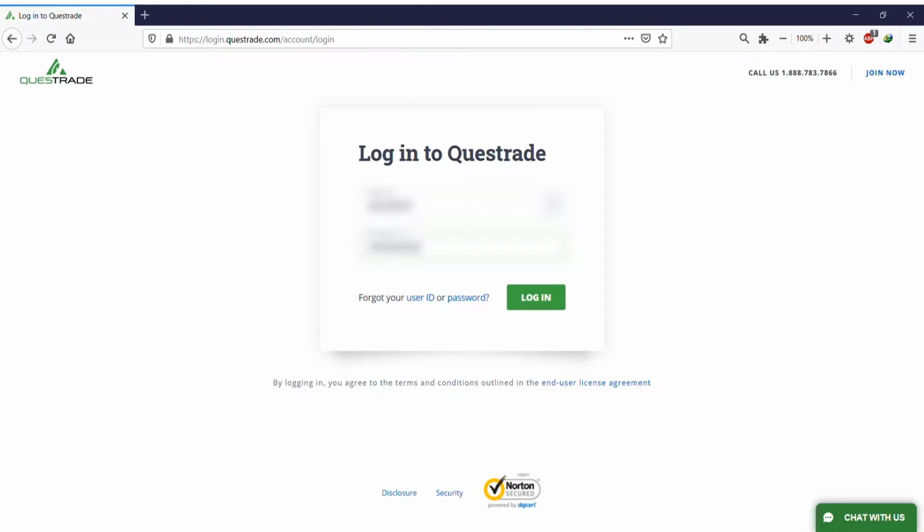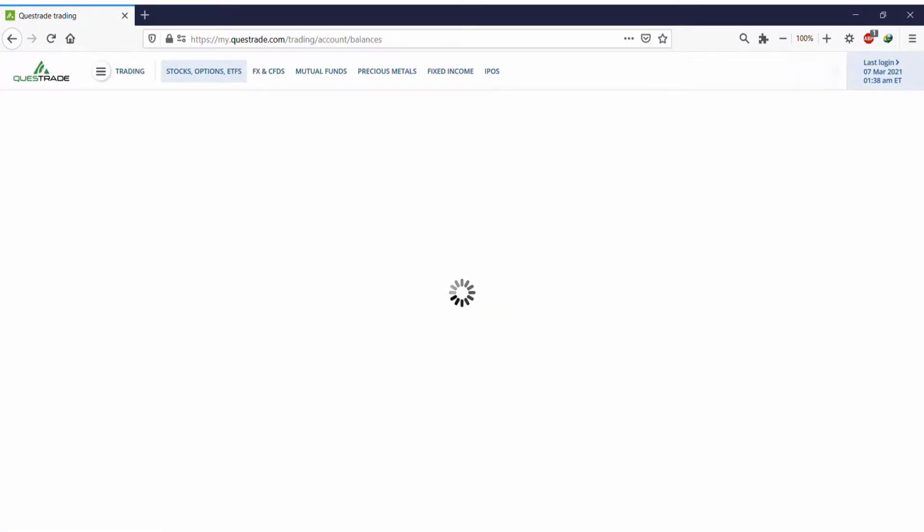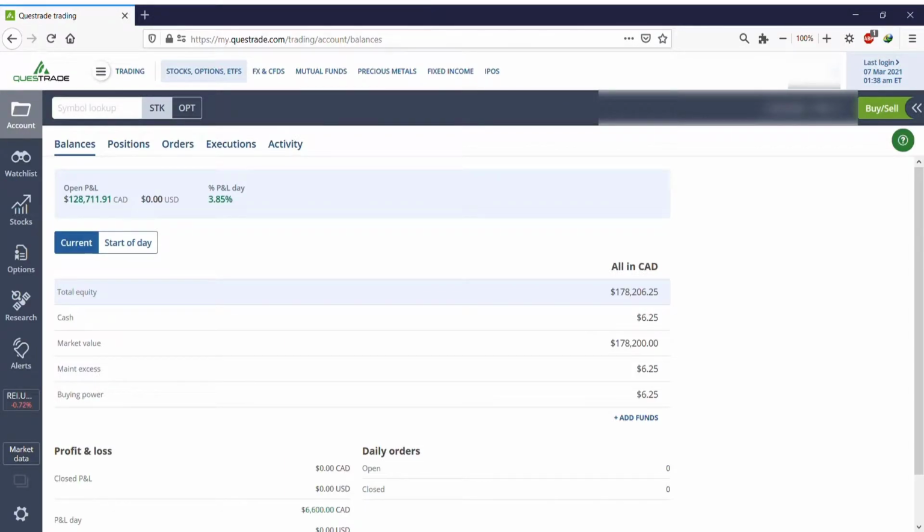enter my credentials. Just because I trust this computer, it's my own, it doesn't ask for any sort of code or anything. But if it's your first time, it might send you a code and you have to enter it here. Okay, so here's the main page.